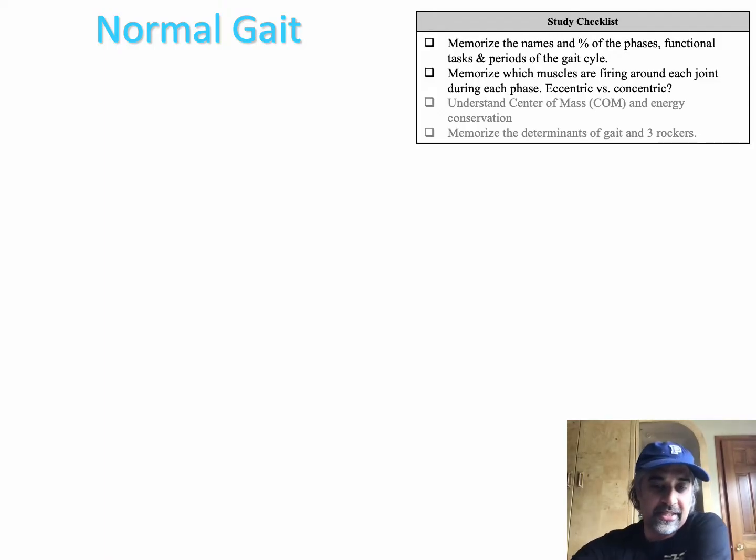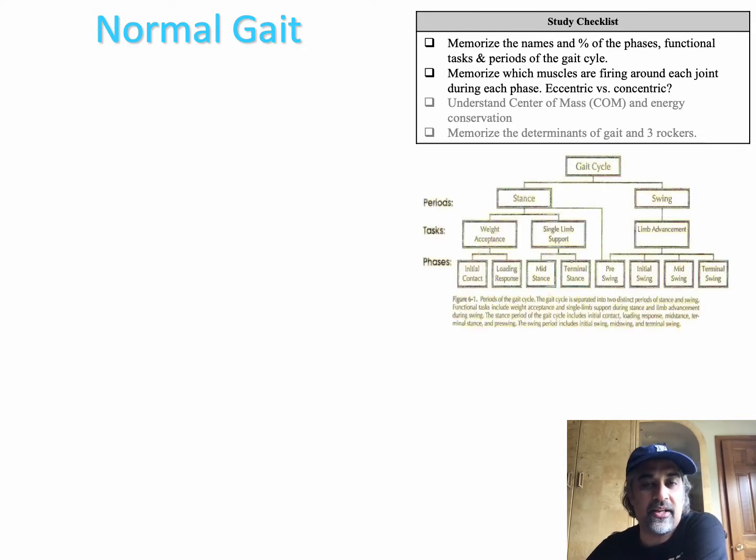So in order to learn prosthetic gait deviations, you have to understand normal gait. I can't go into super detail about this, but the slides do have all the information. First thing is you want to memorize the names and percentages of the phases in the gait cycle.